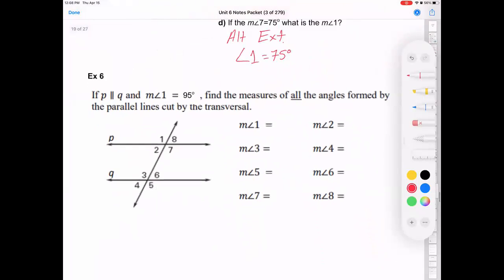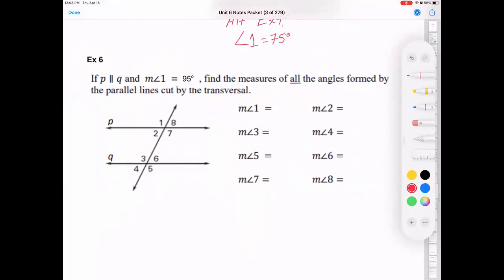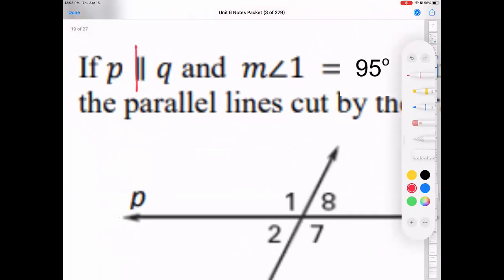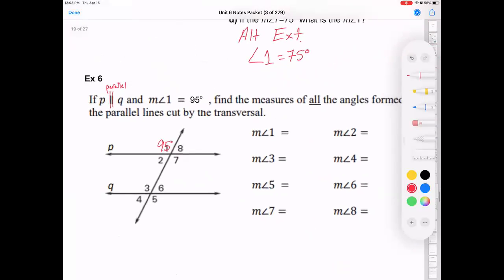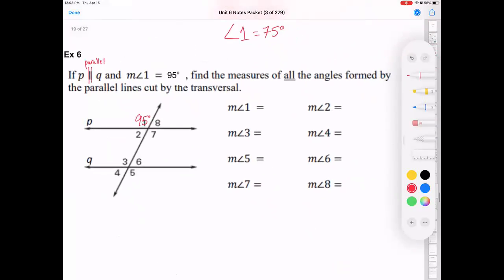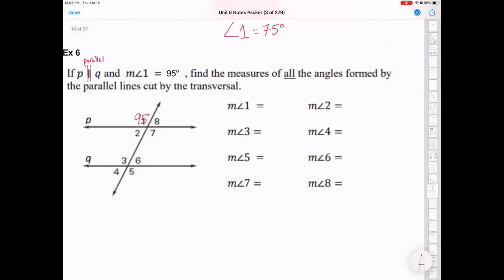Okay. For angle 6, it says lines P and Q are parallel. That's what that notation means. This is parallel. So anytime you see that, and you'll see it quite a bit, they just mean that they're parallel. And the measure of angle 1 is 95. So right away, this guy is 95 degrees. Then go ahead and find out all of the other angles formed by this image. So go ahead, pause the video, try them out, and find them.